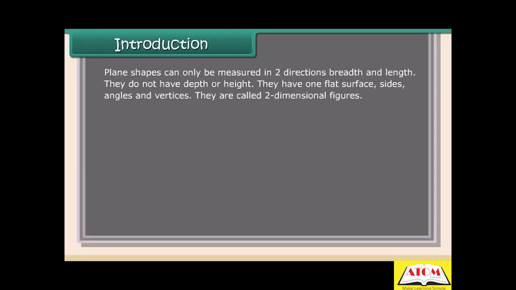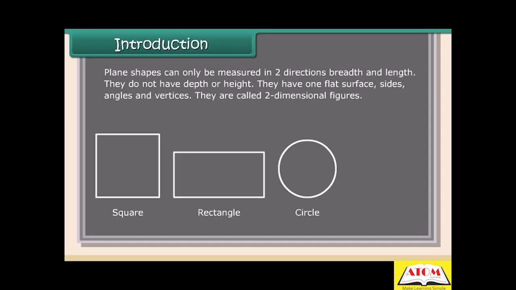Introduction. Plane shapes can only be measured in two directions, breadth and length. They do not have depth or height. They have one flat surface, sides, angles, and vertices. They are called two-dimensional figures, such as square, rectangle, circle, triangle.